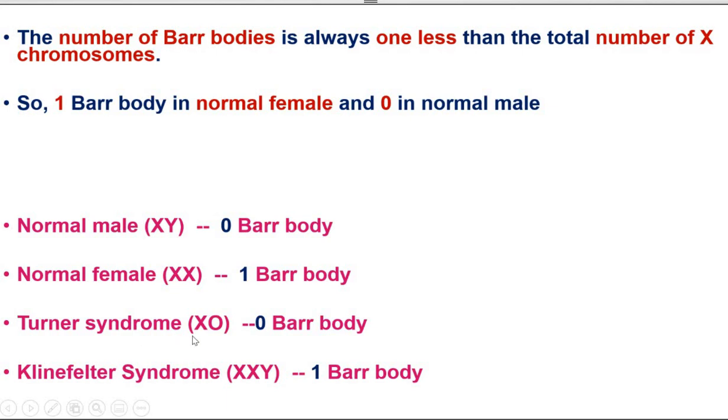in Turner syndrome, as I told you earlier, since you have the presence of just one X chromosome, you will have 0 Barr bodies. And in Klinefelter syndrome, since the genetic makeup is XXY, you are going to have 2 X's, and one of the X's will be represented as a Barr body.